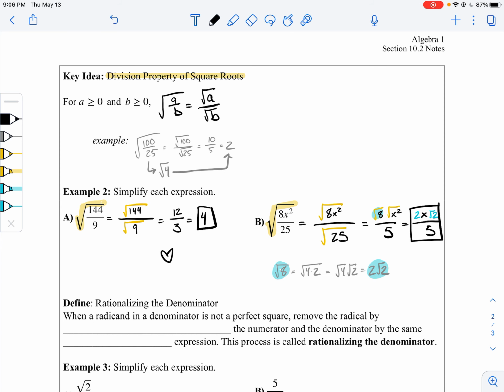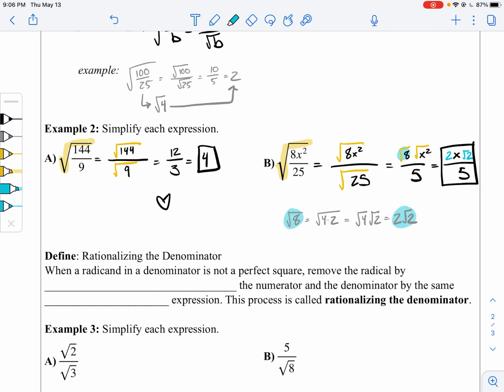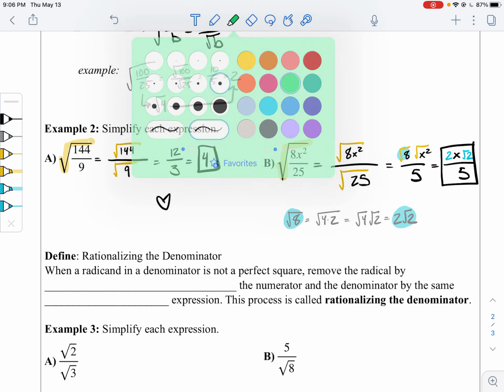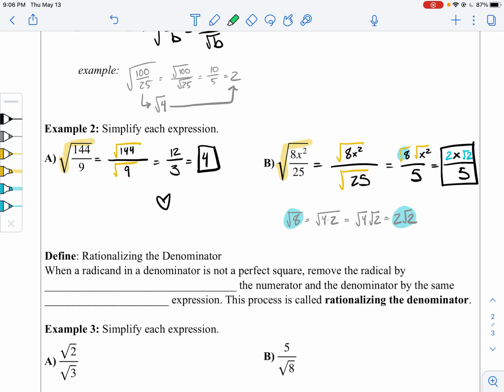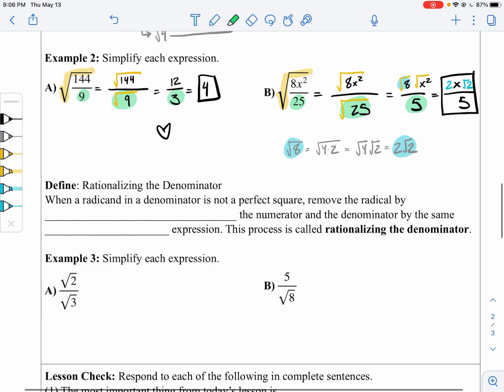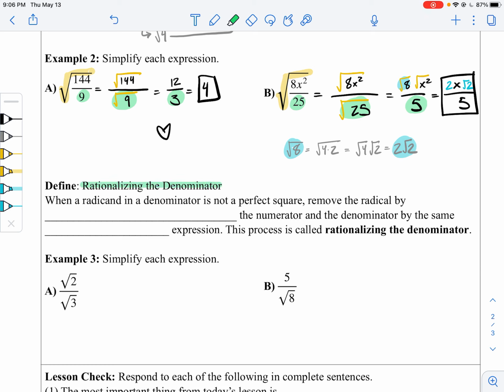So that worked out real nice because our denominators were always perfect squares. So they came out to real nice numbers. But if the denominator is not a perfect square, then you need to do a process called rationalizing. Just kidding. This is rationalizing.